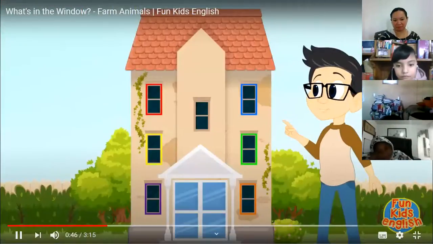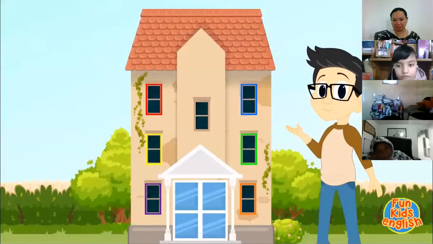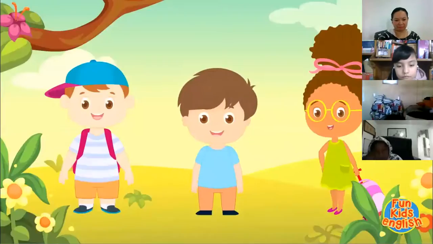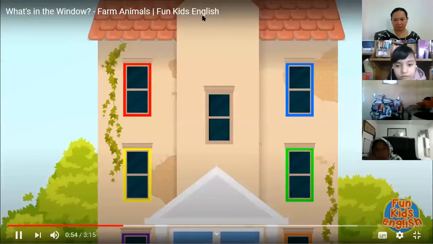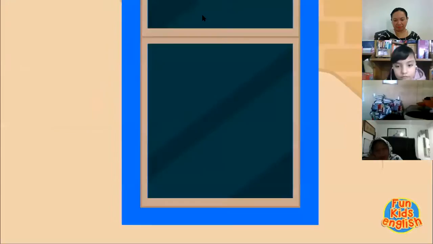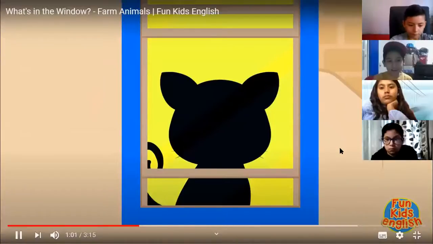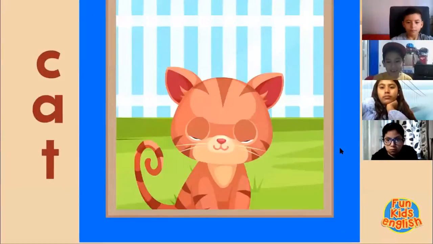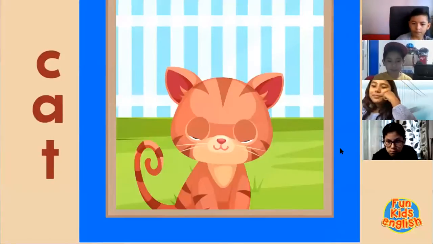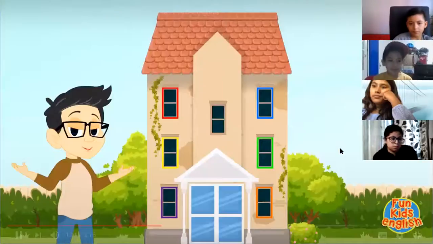What's in the window? Can you see? Boys and girls, come and look with me. Let's take a look in the blue window. I wonder what it is. It's a cat. What's in the window? Can you see? Fair and Edwin.